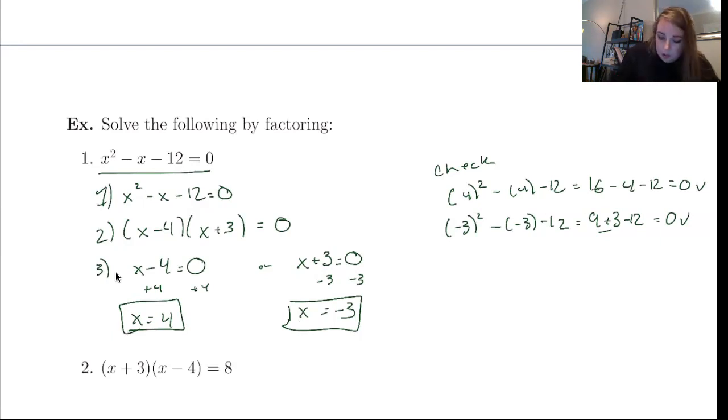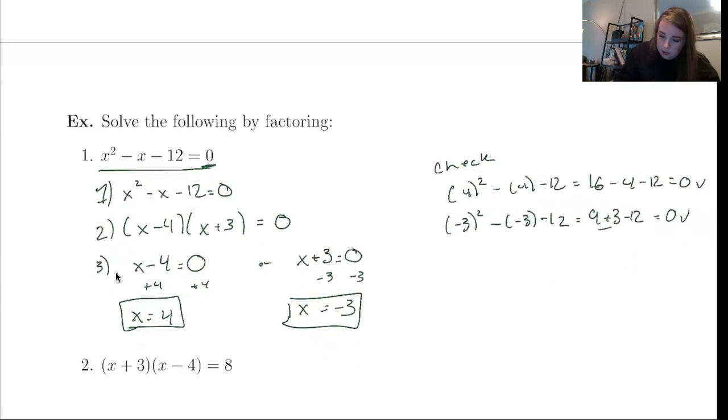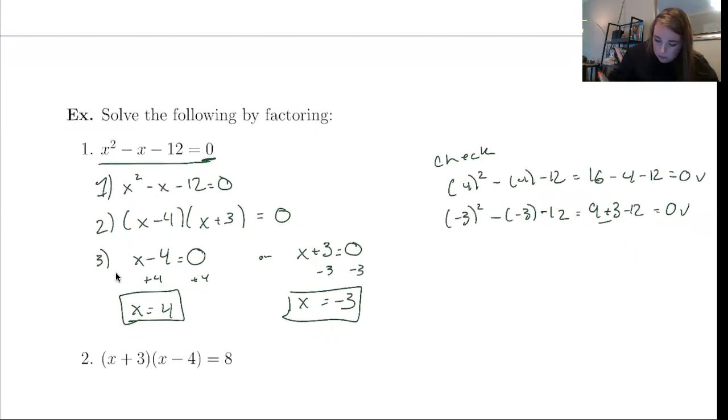So why do we need this set equal to 0? It's called the zero product property. It only works when the product equals 0. Think about it: if it was equal to any other number, there could be an infinite number of possibilities.